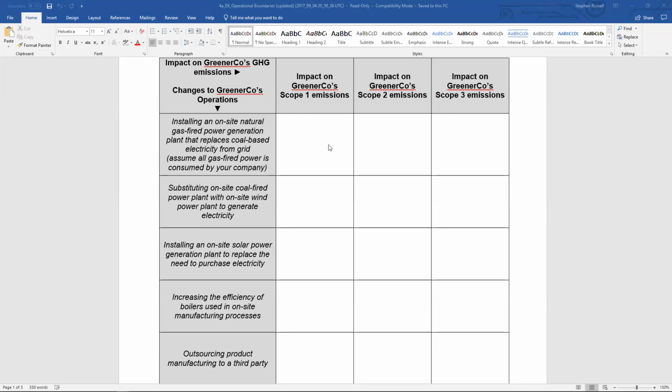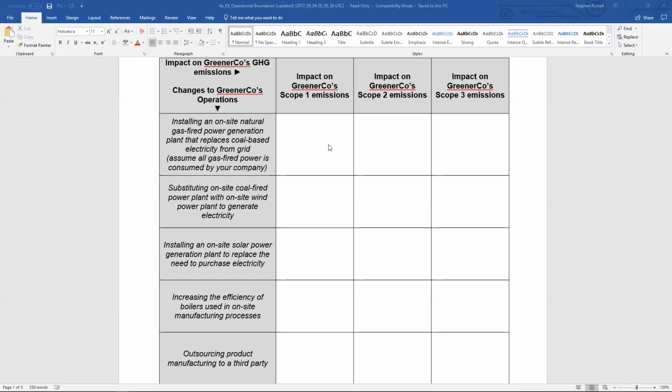Okay, let's run through the cases here. The first case, a company installs an on-site natural gas-fired power generation plant that replaces coal-based electricity from the grid. And we can assume that all gas-fired power is consumed by the reporting company. And I'm also going to assume that the plant was constructed by a third party. So in terms of the impacts on the scopes, Scope 1 emissions would increase because the plant is on site and owned and controlled by the reporting company.